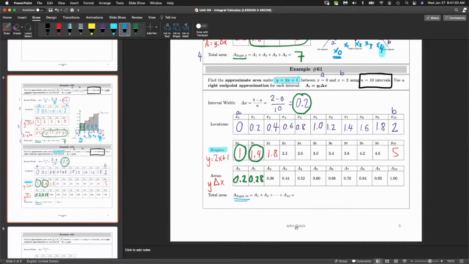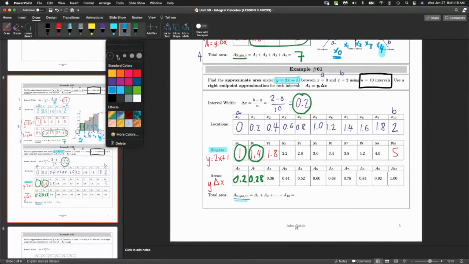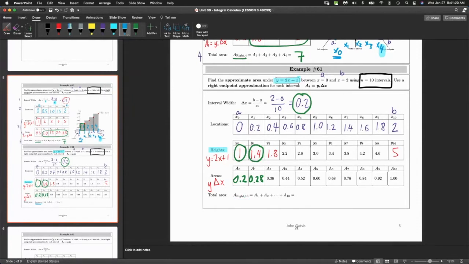Because we're using the right endpoint, not the left endpoint, to construct the height, can you tell me which number in this list here do we throw away? Do we discard? Which number do we discard or get rid of? Thank you, Amir. Yeah, this one here.